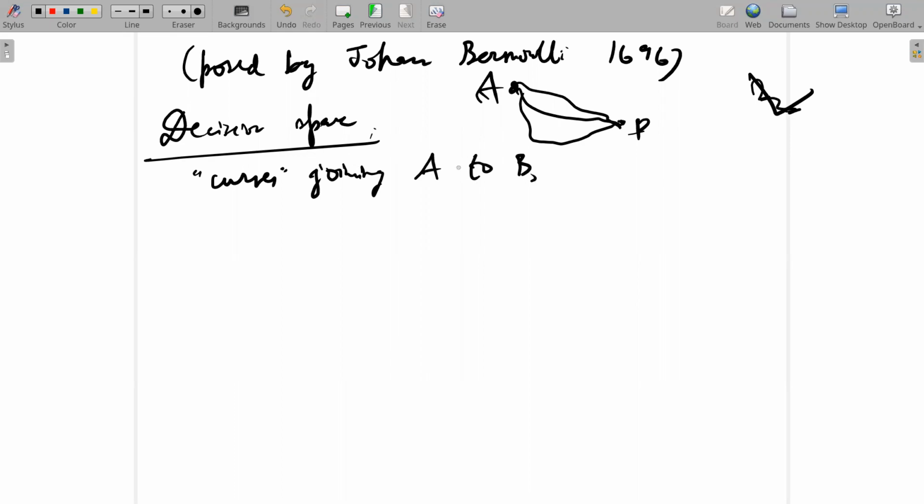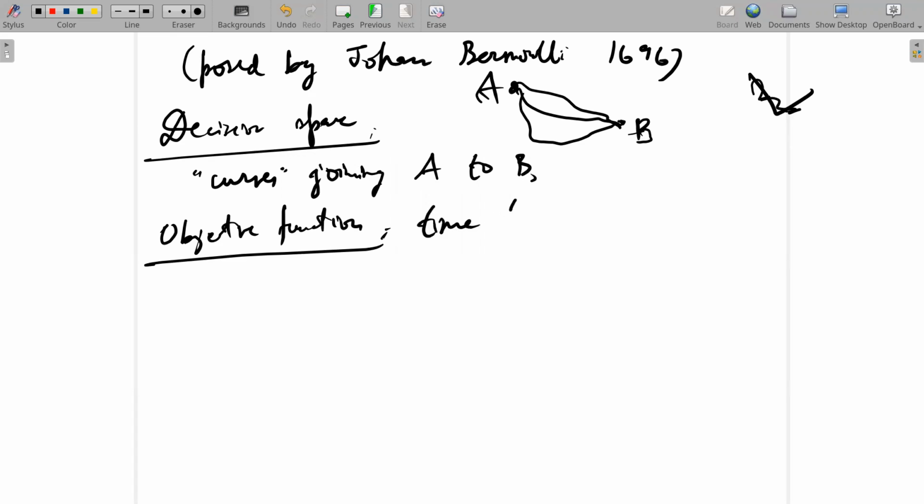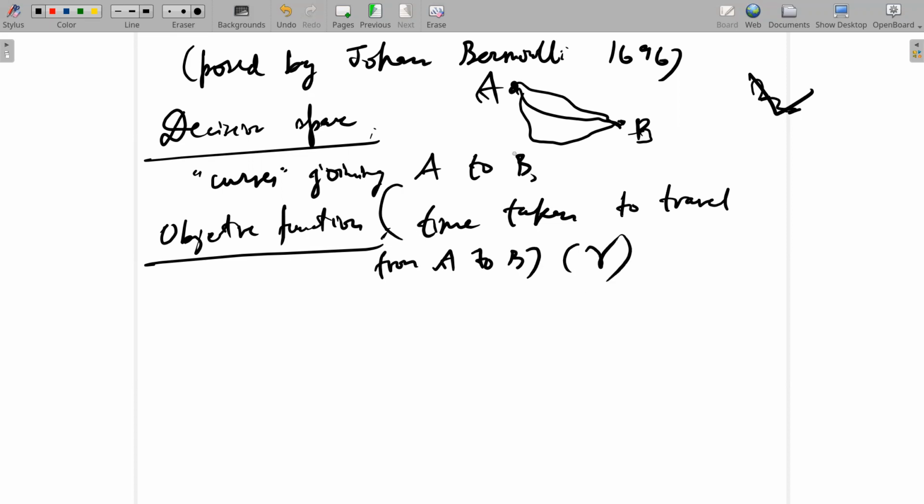You have to choose, you want to find the curve, and what is the objective function here? Can anyone just prompt? What is the objective function here? The distance along the curve from A to B. Not quite. It's the time taken to travel from A to B. Oh. Yeah. So the time taken to travel from A to B on that curve. So it will be a function of that curve, right? You think of this as a function of the curve gamma. So this is the objective function and this is what we minimize.